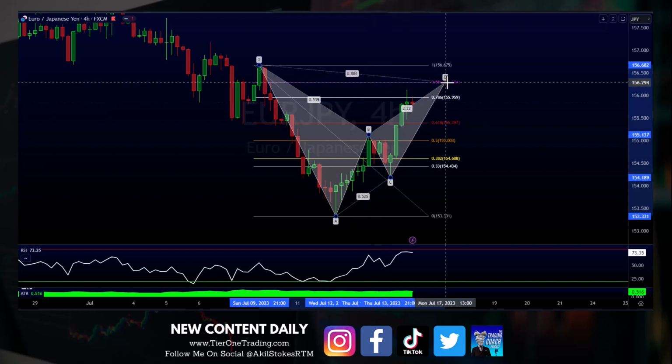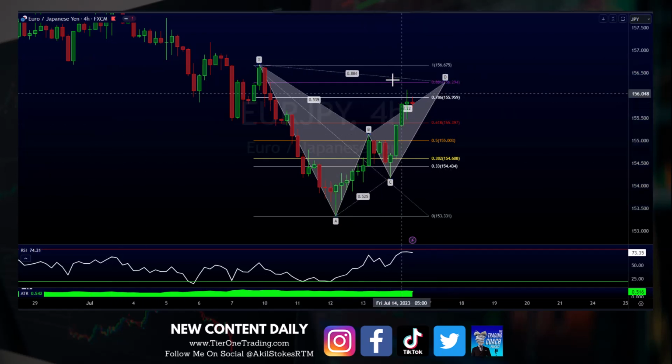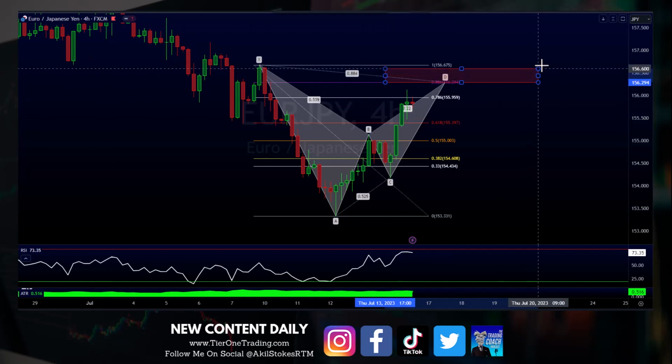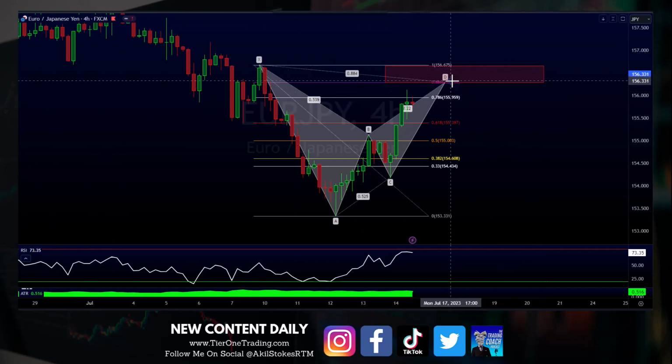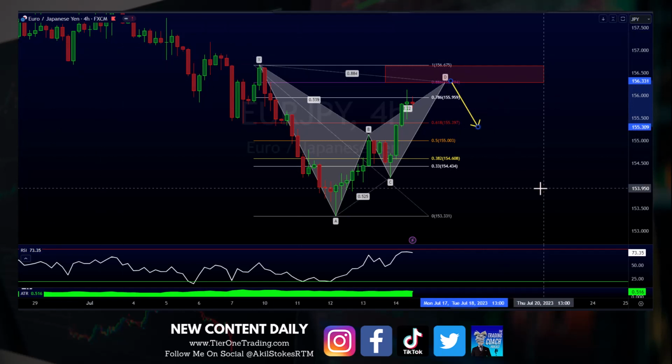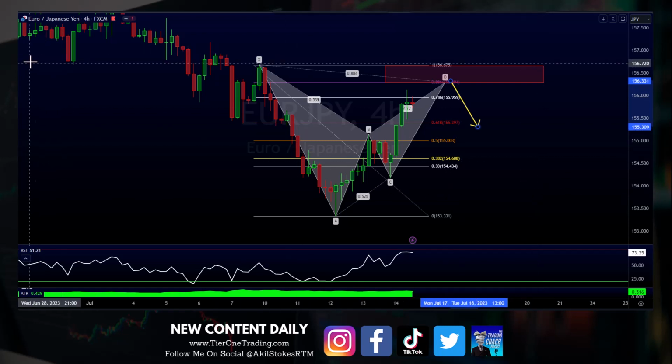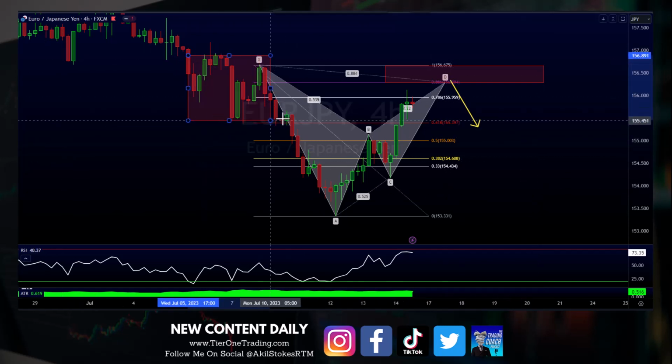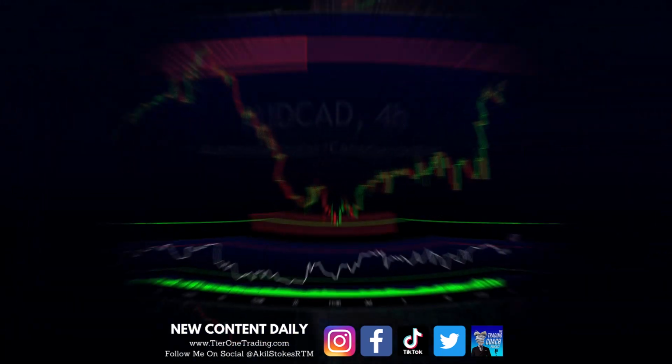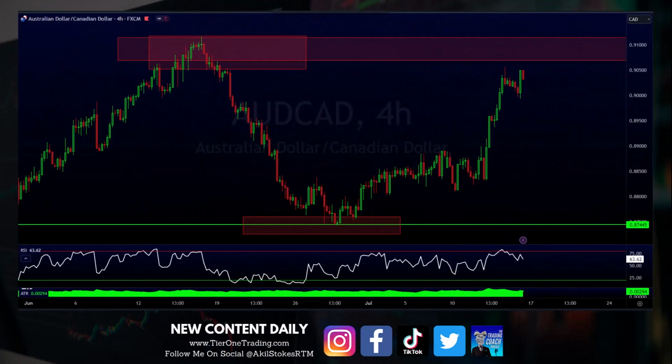And if we can make it up to our 886, and the zone is going to go from our 886 to the top of our X leg, this will give us a bat pattern looking for a bearish move. So short and sweet on the euro yen, potential bearish bat pattern coming into a very nice level of previous structure. Lastly, we're going to take a look at the Aussie Canada.